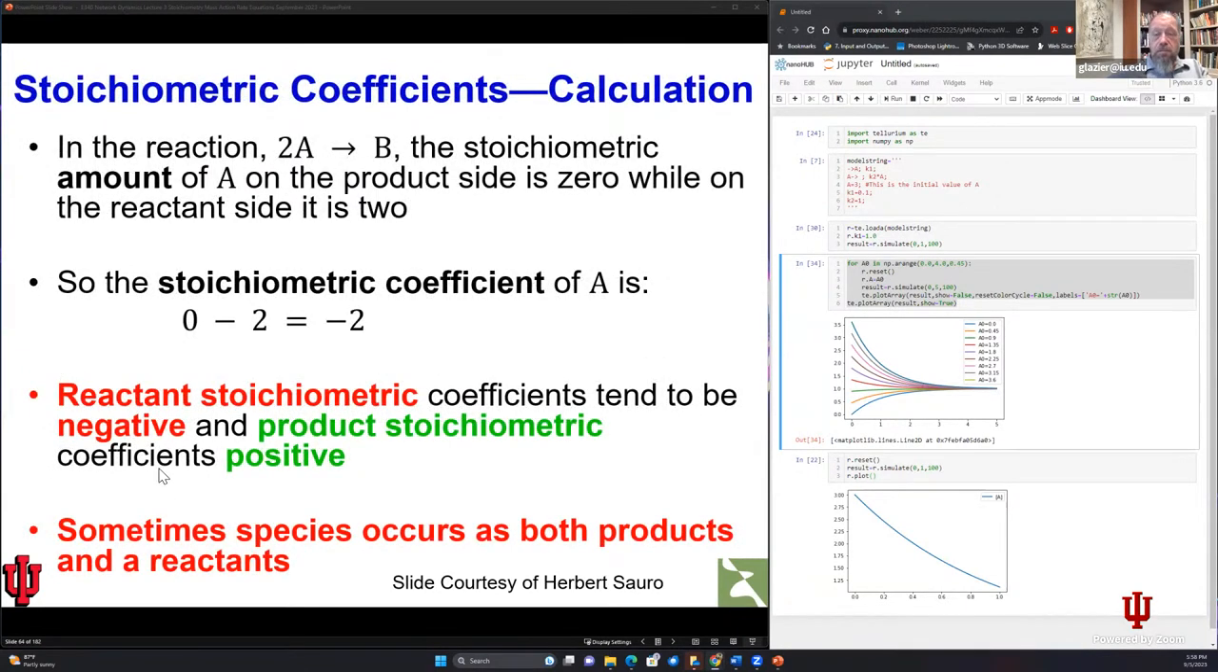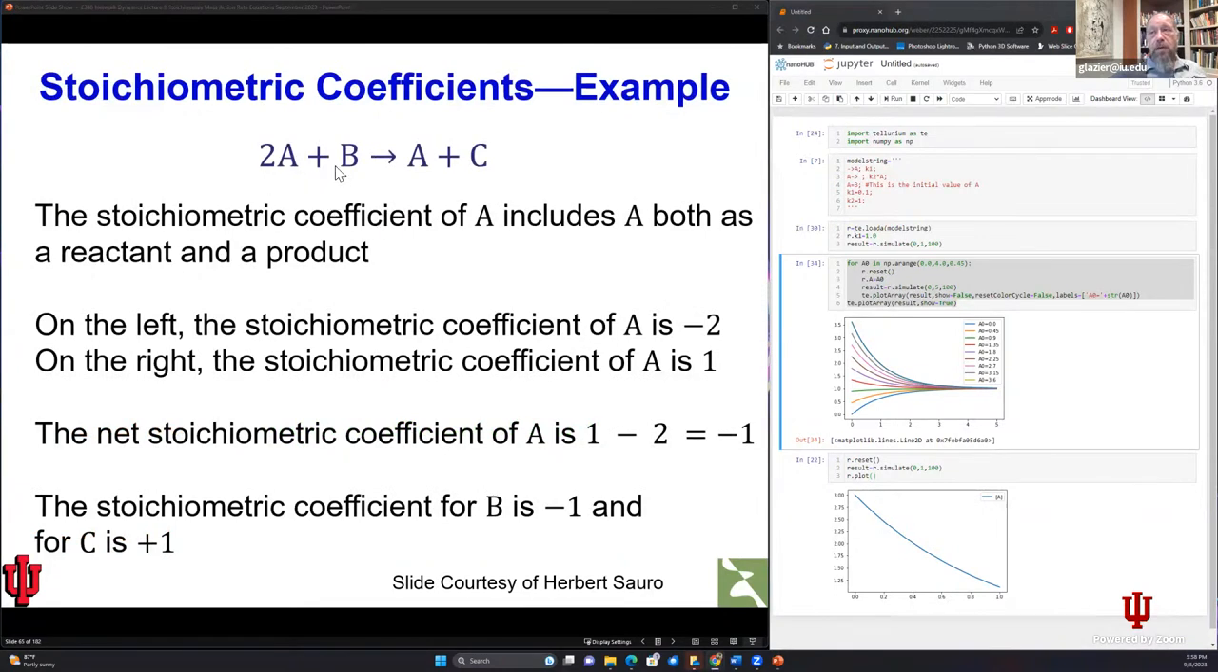So just to belabor the obvious, if I have two A's go to B, the stoichiometric coefficient of A is minus two. I use up two A's. I don't get any back on the right. So the stoichiometric coefficient is minus two. So the reactants have negative stoichiometric coefficients. The products have positive stoichiometric coefficients. If I have 2A plus B goes to A plus C, then the stoichiometric coefficient would be minus 2 plus 1, minus 1 for A, minus 1 for B, and plus 1 for C.